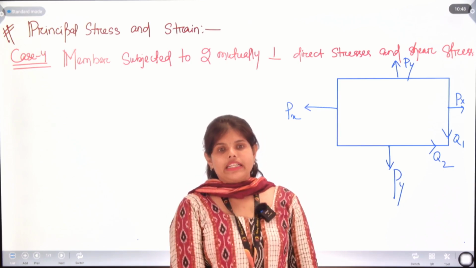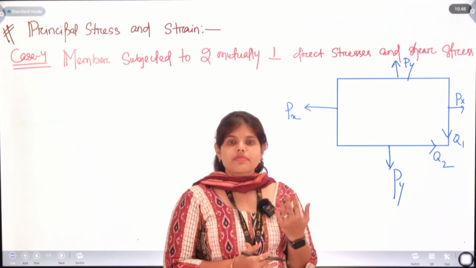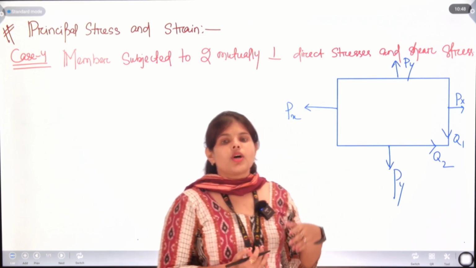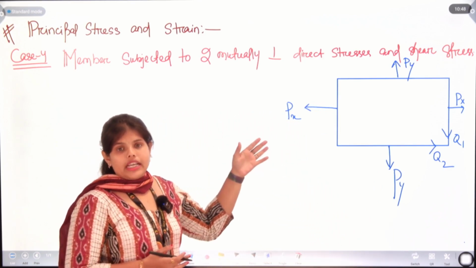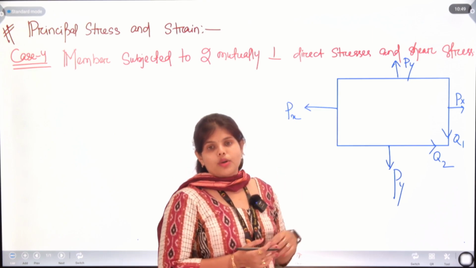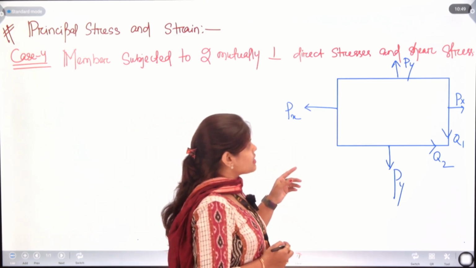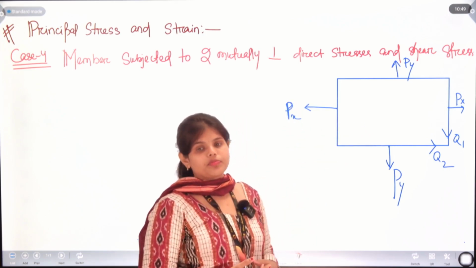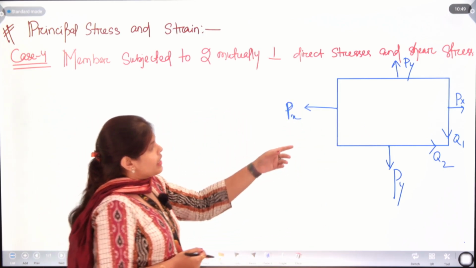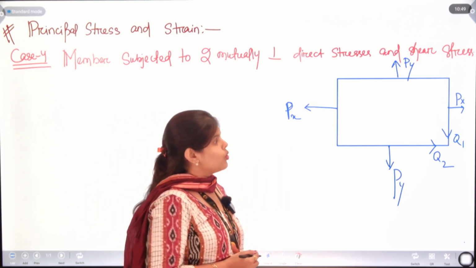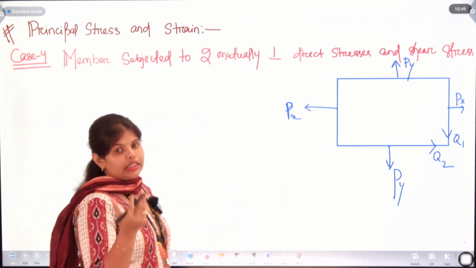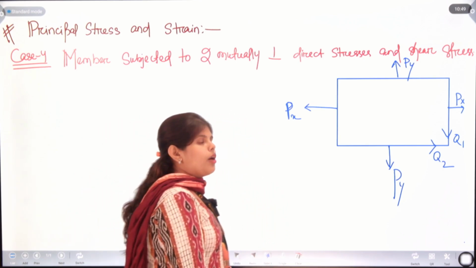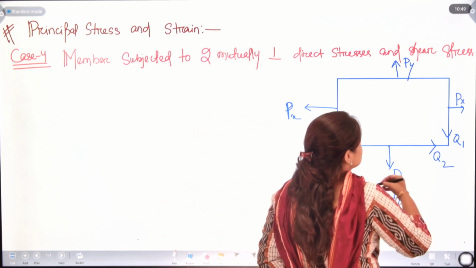So, we have already discussed three cases in principal stress and strain. In this case, we will discuss where, in any member, there is the presence of biaxial stresses. The forces will be Px, Py, and due to the shear stress, there will be Q1 and Q2. Now our work is to find out the normal stress and tangential stress. So, how do we find out normal stress and tangential stress?